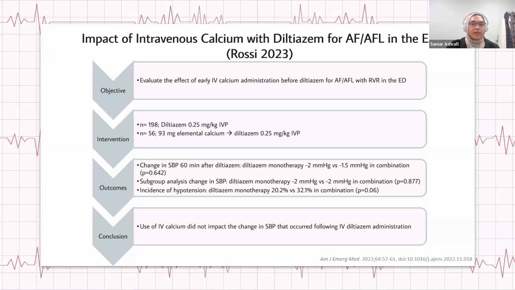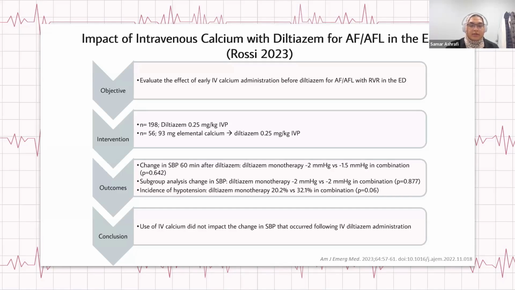And their outcome was a change in systolic blood pressure at 60 minutes after diltiazem, and they found that the reduction was pretty similar between both groups, so -2 in the monotherapy versus a drop of 1.5 in the combination. They also had a subgroup analysis of patients that got calcium before the diltiazem and ultimately found that there was no difference at all in the reduction in systolics.